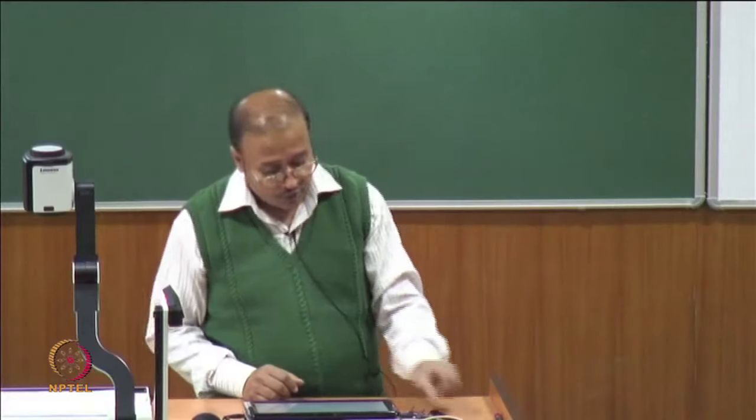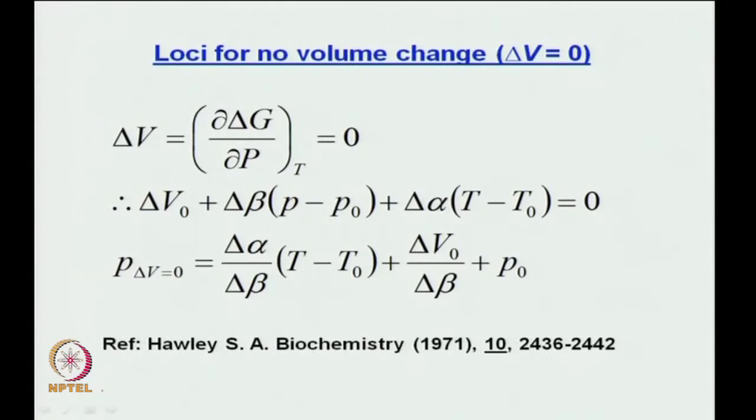So, what you do is to find that for no volume change, that is delta V equal to 0, we know that delta V is equal to del of delta G over del P at constant T. Again we know what delta G is. So, we again just differentiate, and you can see that this is your loci of points where delta V is equal to 0. Here again you have a relationship of P with T, P naught is your intercept, but now you do not have delta C P here. What do you have? You have delta alpha, delta beta, and the corresponding delta V naught. This makes sense because I am talking about delta V being equal to 0, I am not talking about delta S equal to 0.